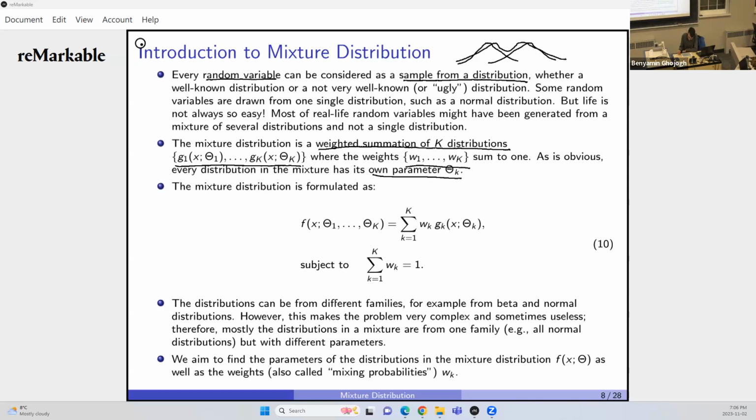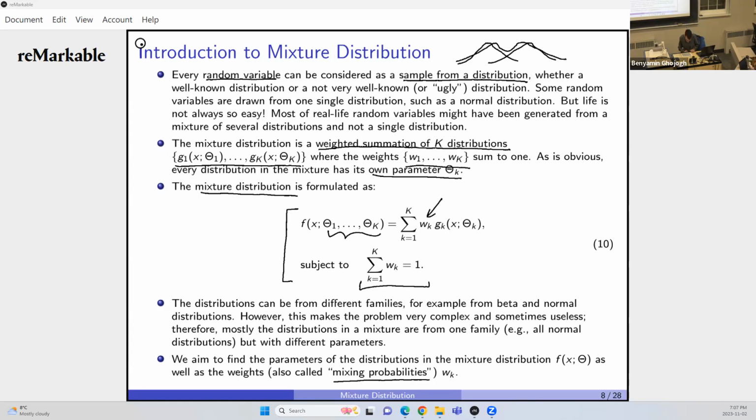So as a result, this is the mixture distribution. It can be formulated as f of x with these parameters theta 1 to theta k, which are the parameters of these distributions, is the summation of the weighted linear combination of these G1 to GK, right? Distributions, subject to this, where these weights sum to 1. By the way, these weights are also called mixing probabilities, because they mix the distributions. Okay, mixing probabilities.